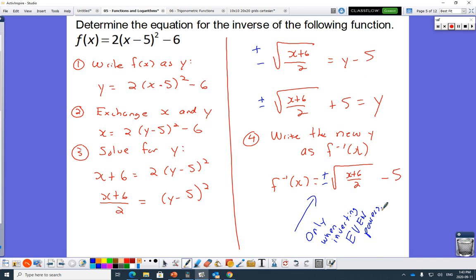Questions about that? Does this seem really familiar? You've been inverting for a while. The only difference, if this had been a cube instead of square root, I would have done cube root, but I wouldn't have worried about the plus minus, because it's an odd power. Questions here? More time?